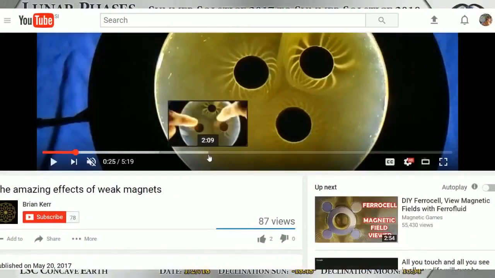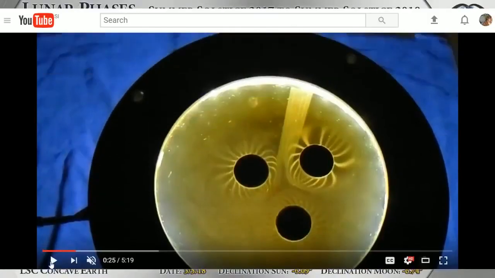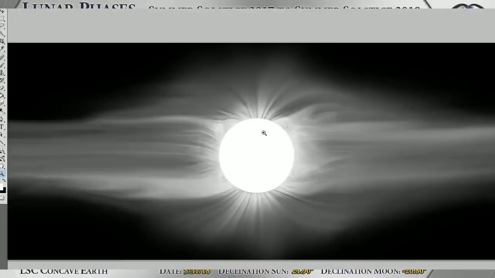And this guy's video, Brian Curry, has one of these ferrocells, and he puts I think they're like disc magnets, ring magnets, but you can see the flux lines like this one. You see how this side is converging over here, and then this side is converging like that, like two onions basically. And so that's what we have with the sun. Making sense now? It's so easy to understand.